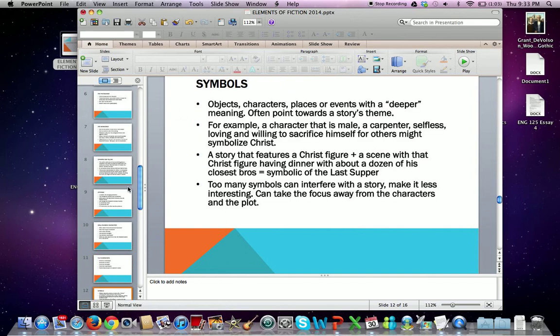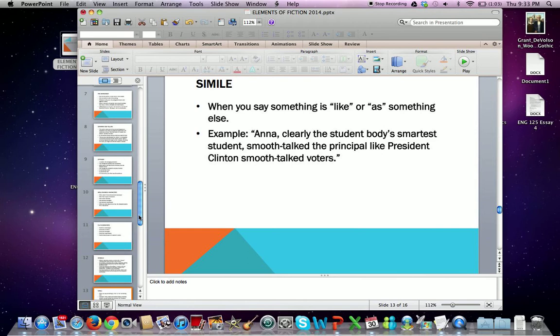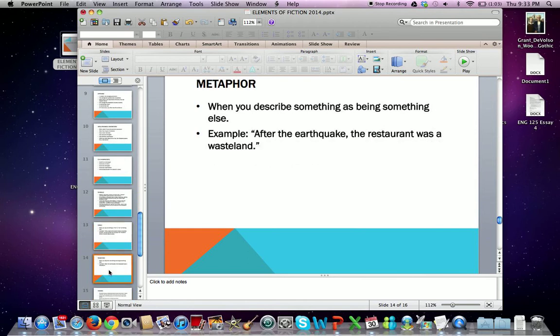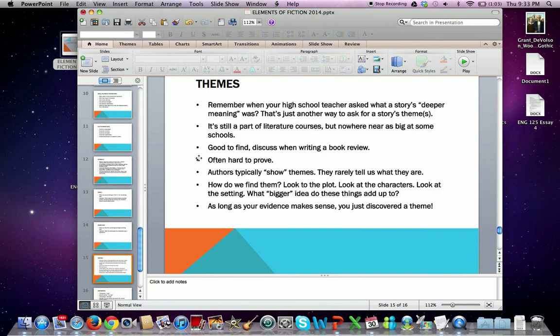You can look through symbols and all that stuff. Similes, I know you get that. Metaphor, you get it. Themes, okay.